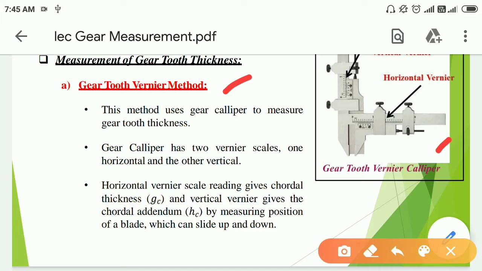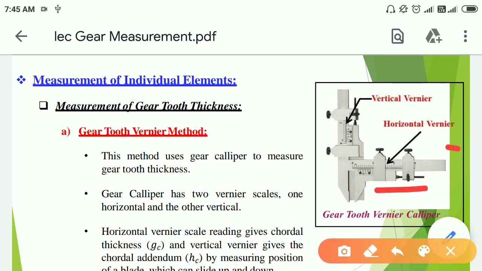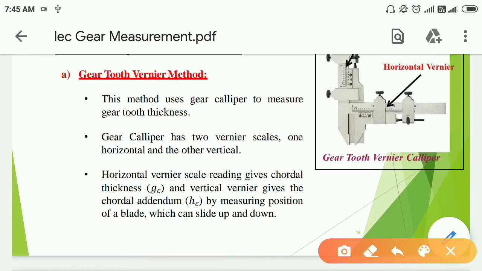Gear calipers have two vernier scales, one horizontal and the other vertical, as shown in the figure. Here one is a horizontal vernier caliper and the other is a vertical vernier caliper. The horizontal vernier scale reading gives the chordal thickness and the vertical vernier caliper gives the chordal addendum by measuring the position of a blade which can slide up and down.